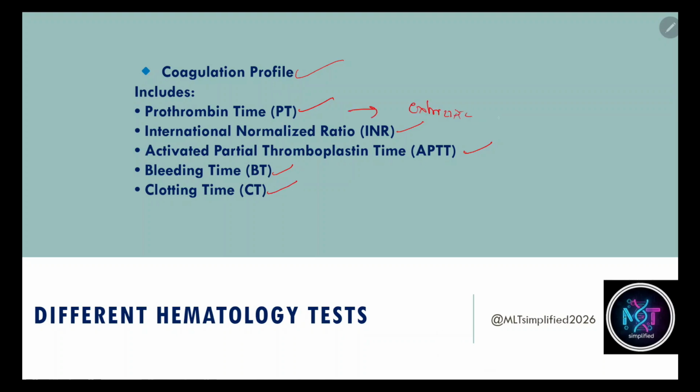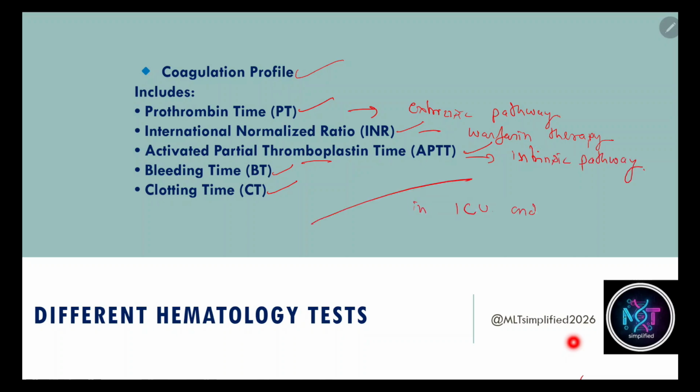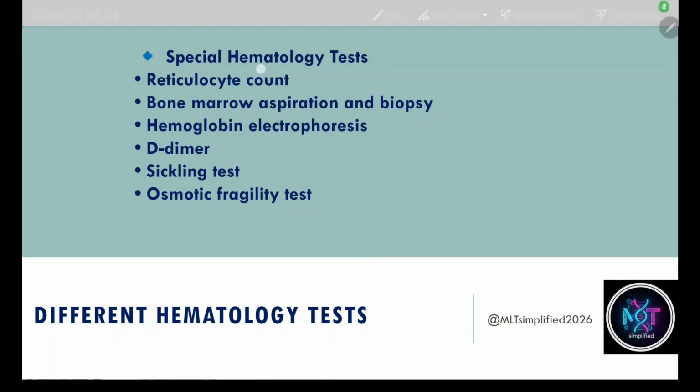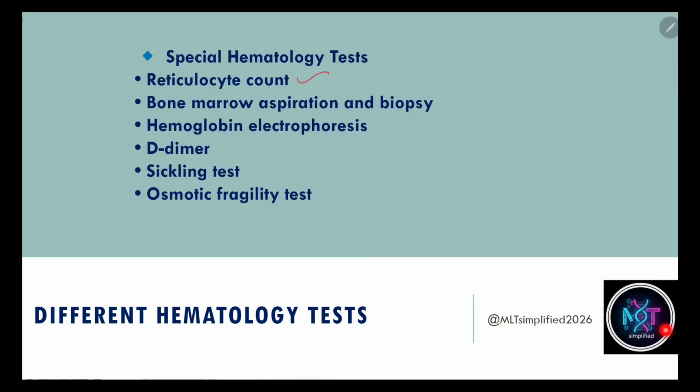Prothrombin time works for the extrinsic pathway. INR is used for warfarin therapy. APTT is a part of the intrinsic pathway. Coagulation studies are very critical in ICU and surgical patients. Special hematology tests: reticulocyte count indicates bone marrow activity.